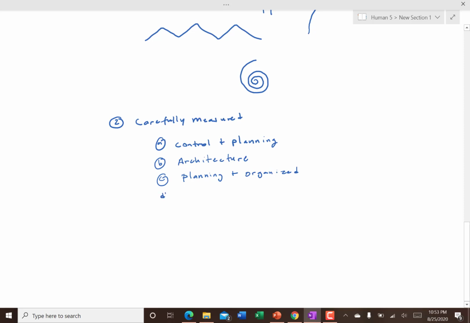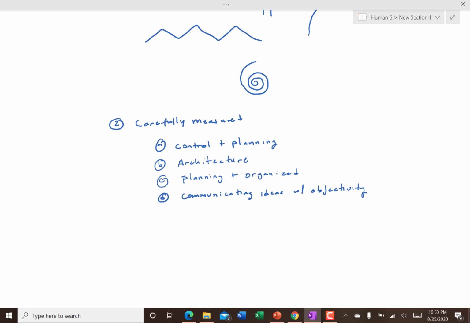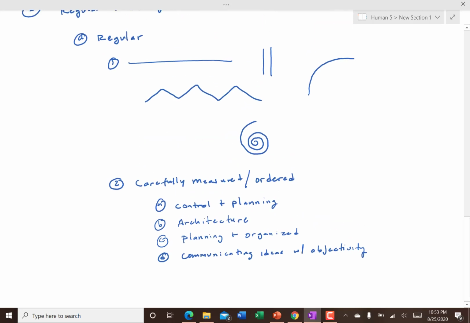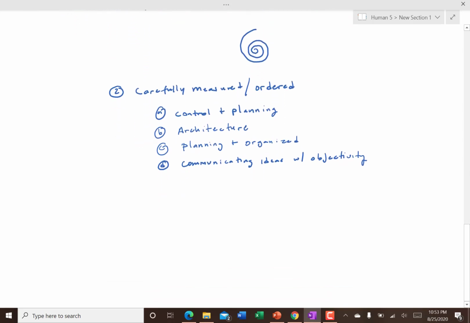And they are super effective for communicating ideas, and often with a connection to objectivity. So we'll say with objectivity. When we look at regular lines, they look more ordered, right? Carefully measured. Let's put ordered here. There seems to be an order and purpose. Planning and organized, we could go purpose, right?